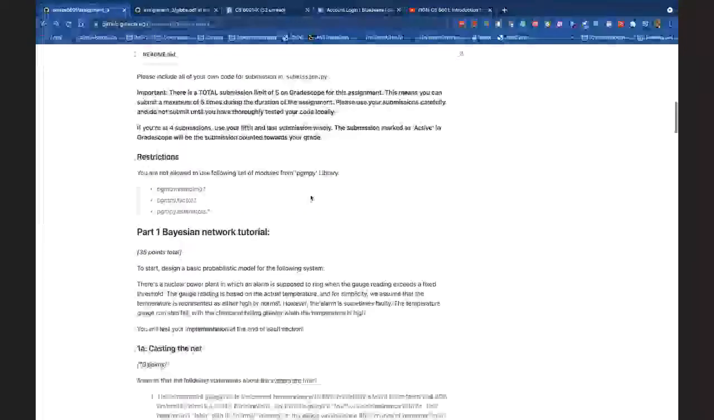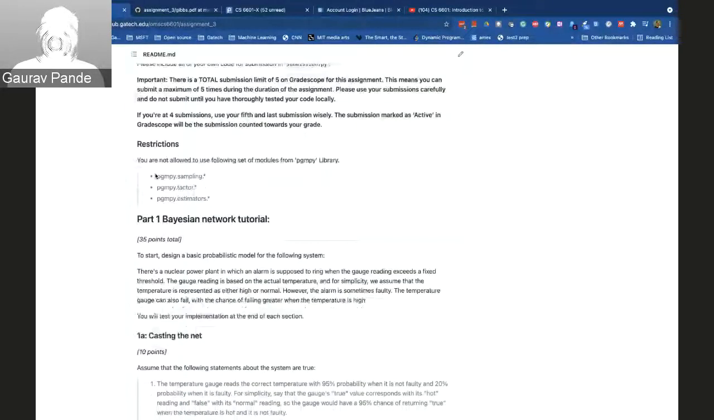Restrictions: please do not use these 3 libraries. If you use these 3 libraries, then the whole point of learning, or the whole point of implementing these algorithms, will be in vain. So please do not use them.